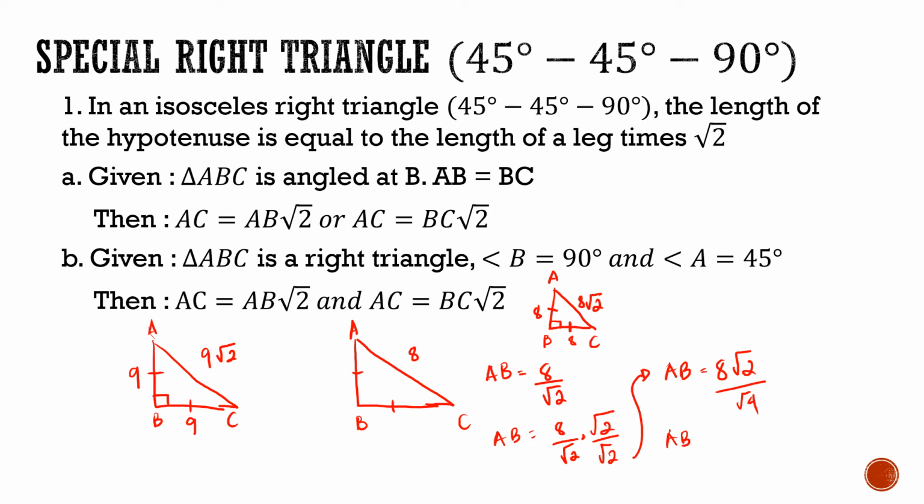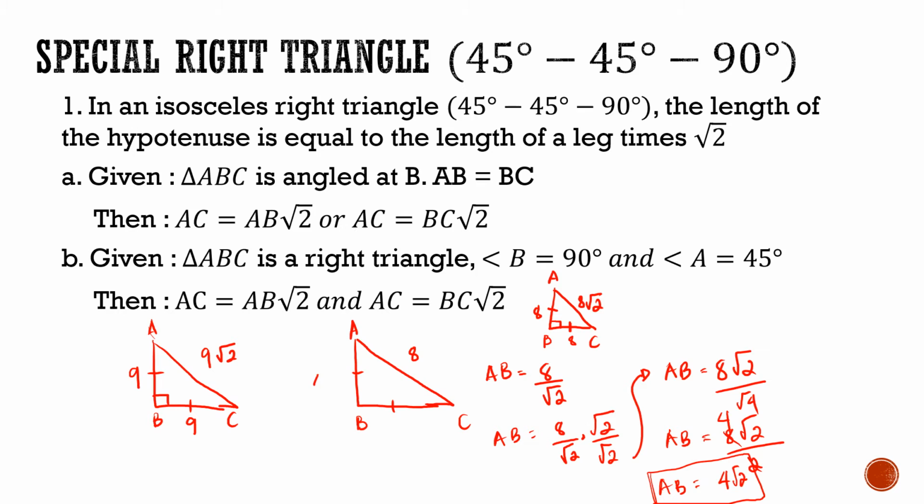So we got AB is equal to 8 square root of 2 over square root of 4, which is 2. Now we divide 8 and 2, so this becomes 4. AB now is equal to 4 square root of 2.